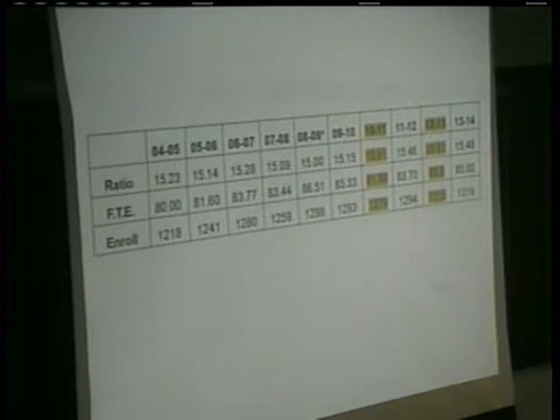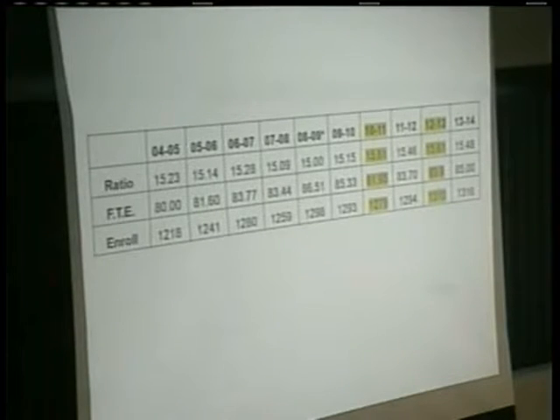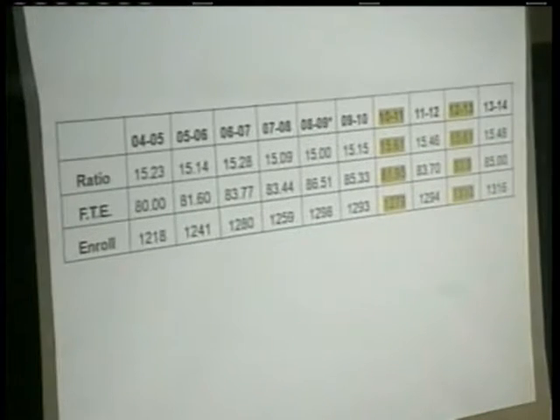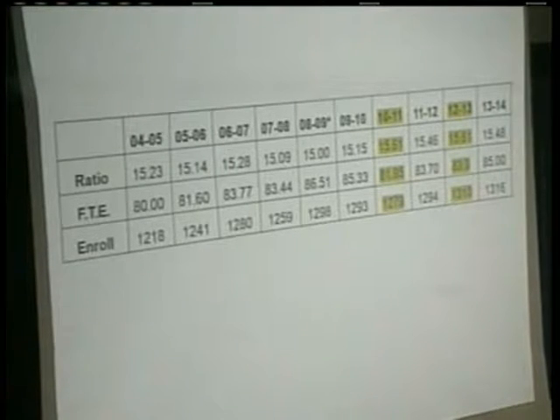And this is the historical trend in student-teacher ratios over the past 10 years. I've highlighted those 2 years in yellow because those were the highest student-teacher ratios we've had in the past 10 years. 3 additional teachers at the high school would create a ratio that is just slightly under those 2 ratios.